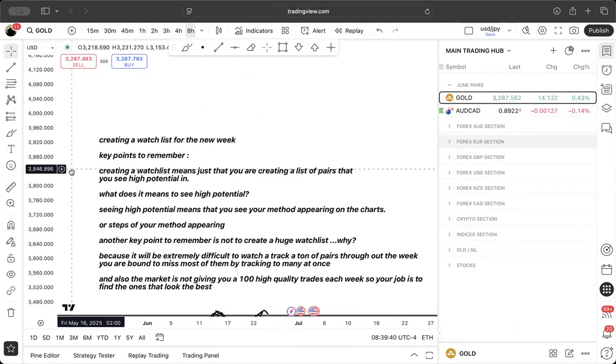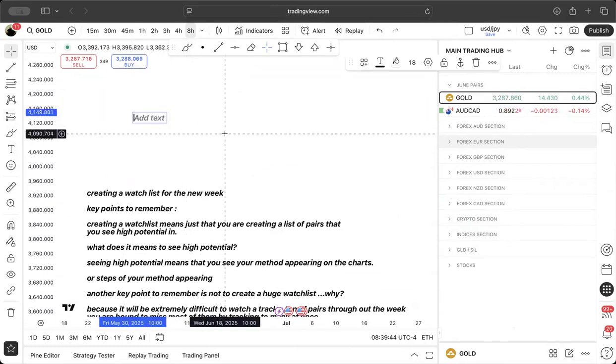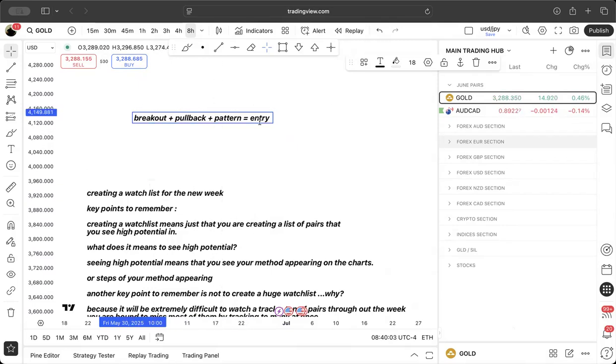So for me, for example, you guys pretty much know the simple equation that we use for getting into a trade: breakout plus pullback plus pattern equals the entry. So this is our method of getting into a trade. Breakout plus pullback plus pattern, getting to an entry.